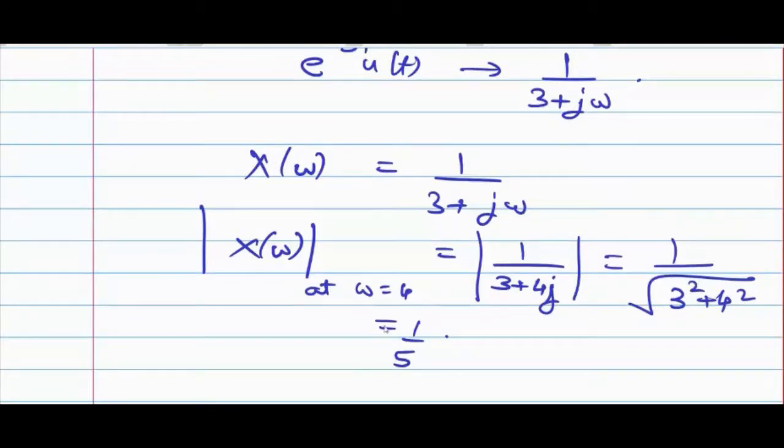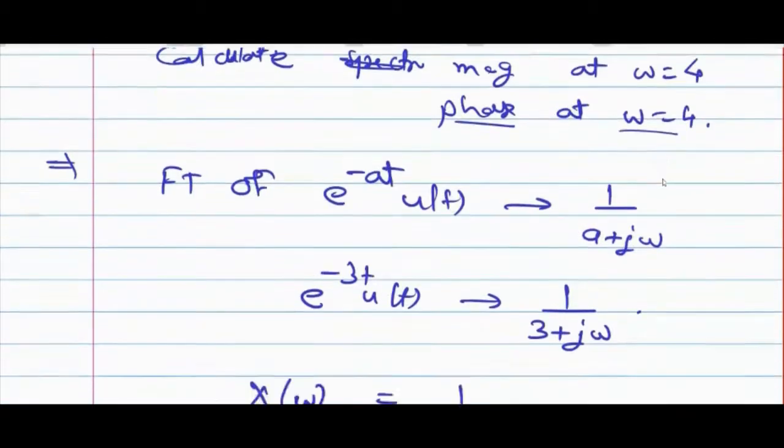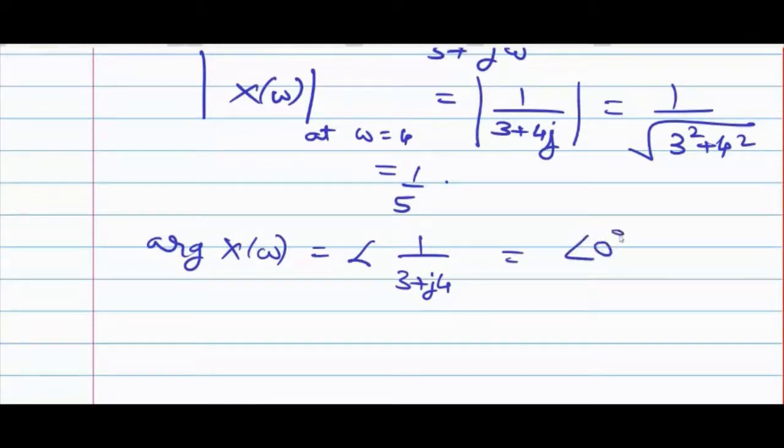Next part is calculate the phase at omega equal to 4. So what will be the phase? I can write argument of X of omega equal to angle of 1 upon 3 plus 4j. So it is nothing but the numerator has angle 0 degree, the denominator has angle tan inverse 4 upon 3, imaginary upon real. So what is the value of tan inverse 4 by 3? Anyone, please tell me tan inverse 4 by 3?